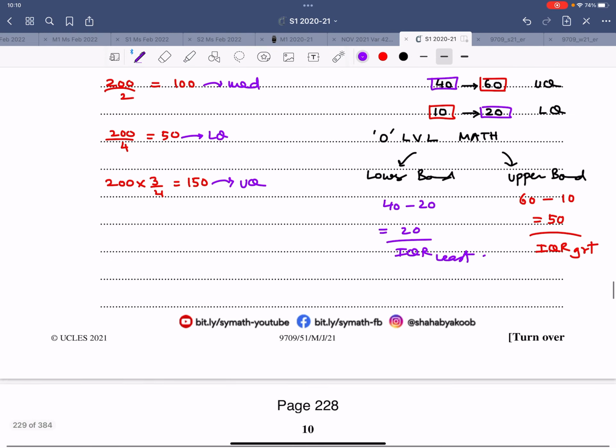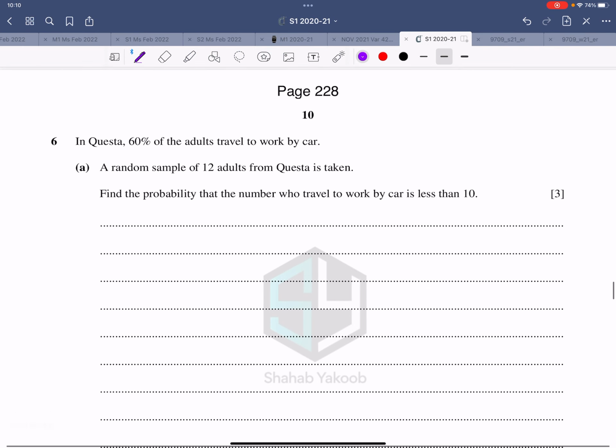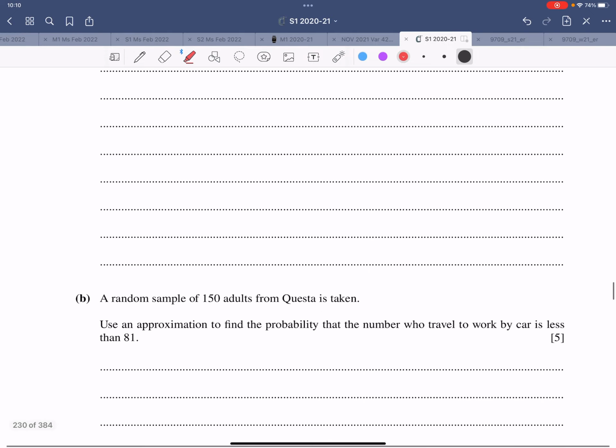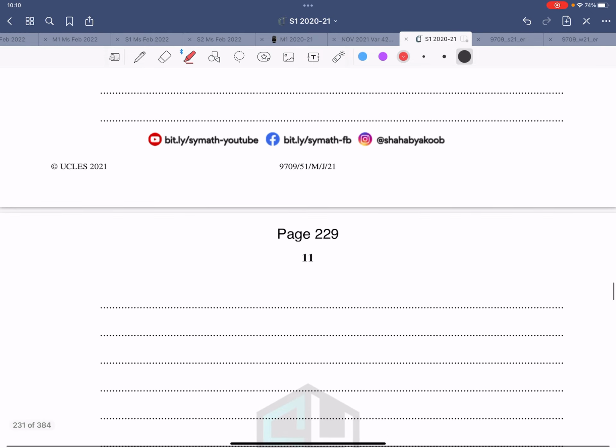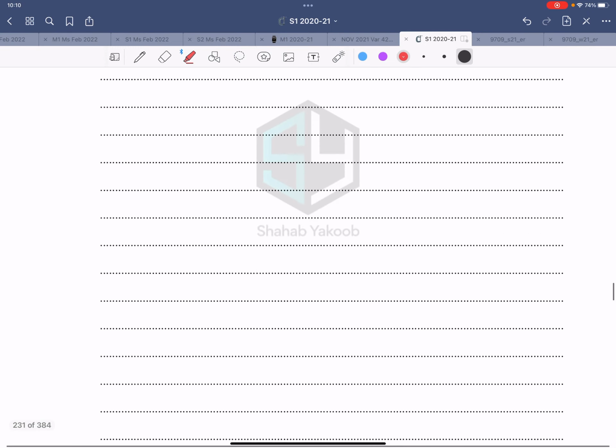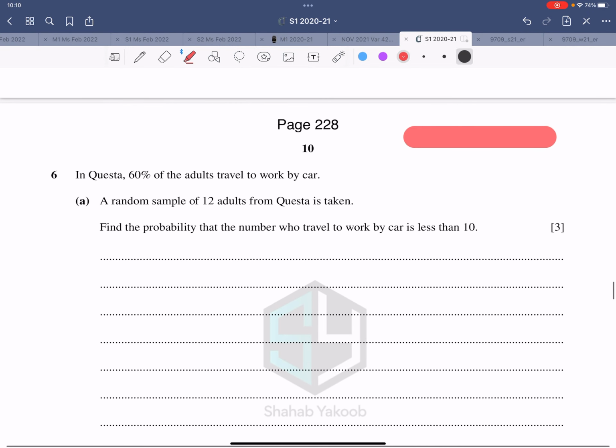Now question number 6. What is question number 6 all about? It looks like binomial to me, the first part. The second part, yes, it's binomial, and justify the approximation. So now this is binomial probability distribution.